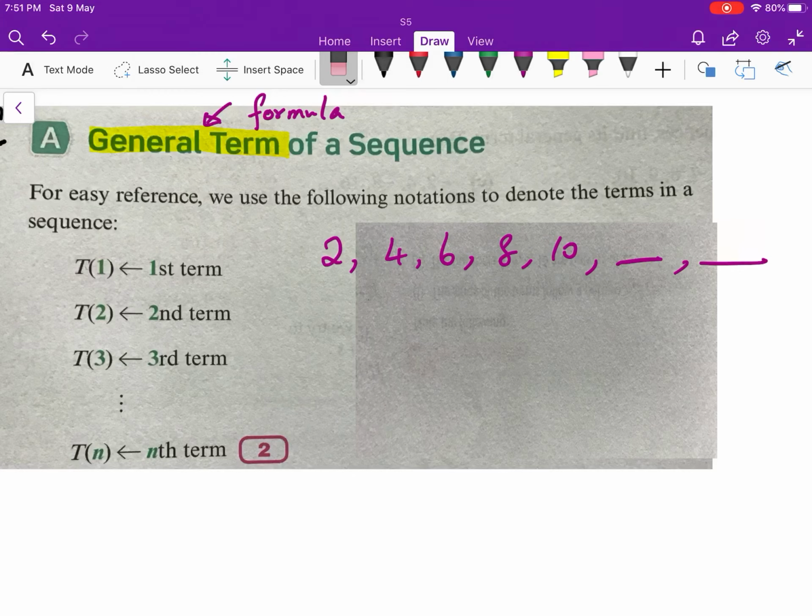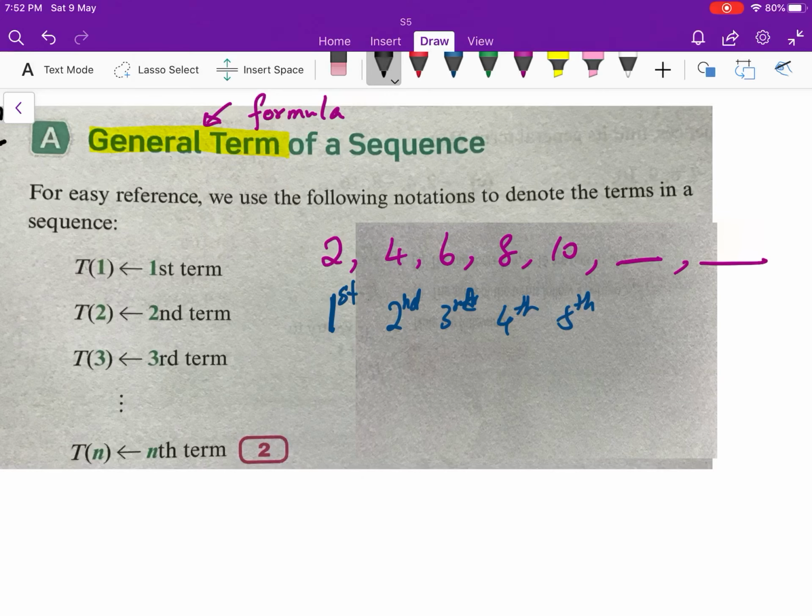But in here, I will only teach you how to use logical thinking, trial and error, to find out the general term. Okay, so now first of all, think about it. This is your first term, second, third, fourth, fifth. So think about the relationship between them.